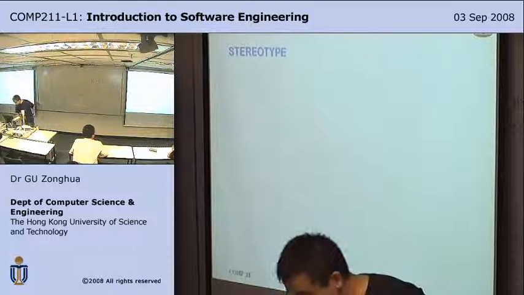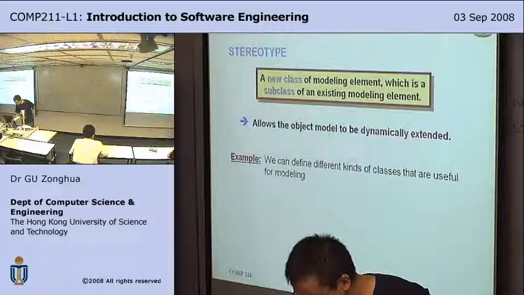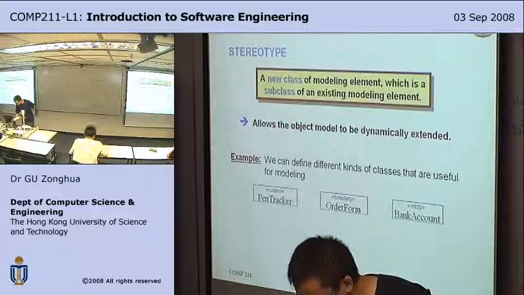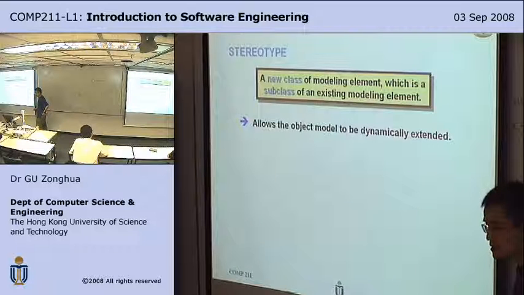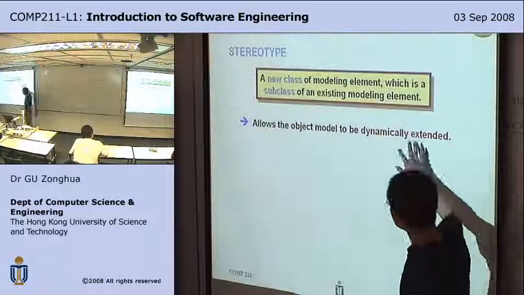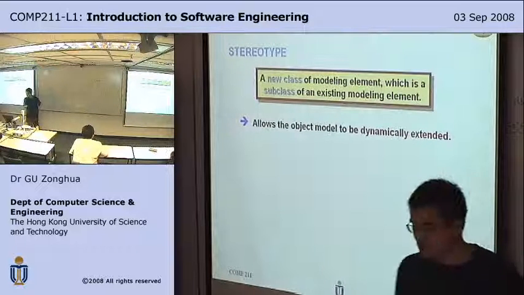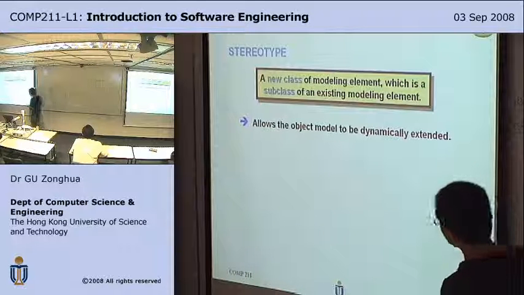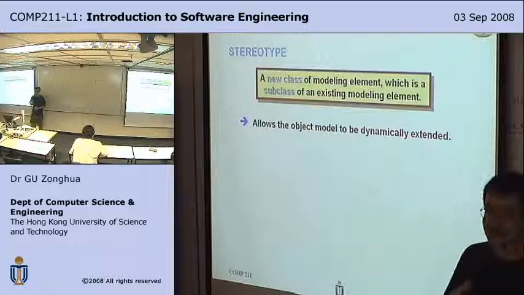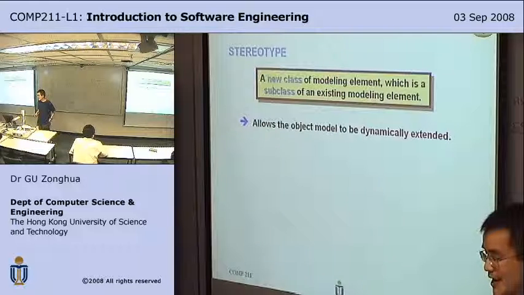So stereotype is a modeling element that is a subclass of an existing modeling element. It allows the object model to be dynamically extended. I mentioned stereotypes earlier to customize UML for your particular application domain.